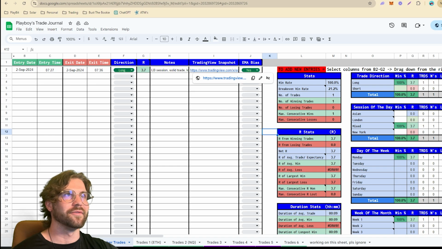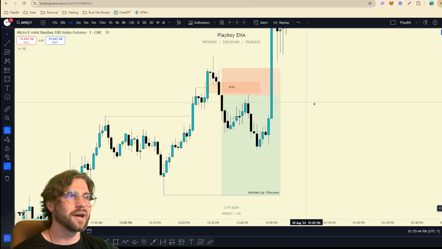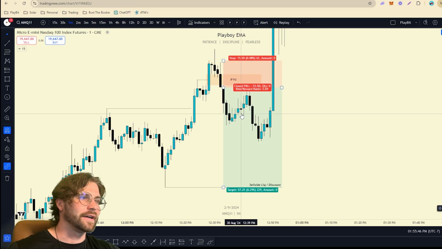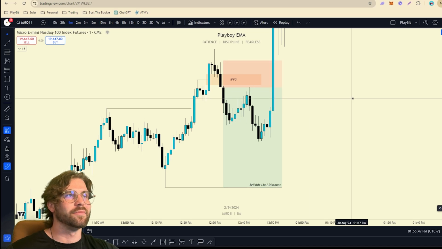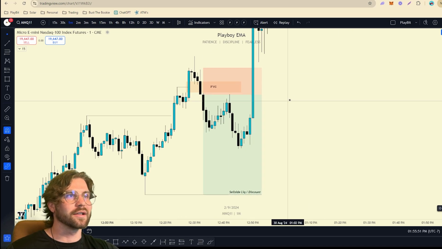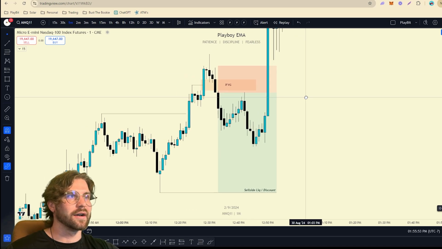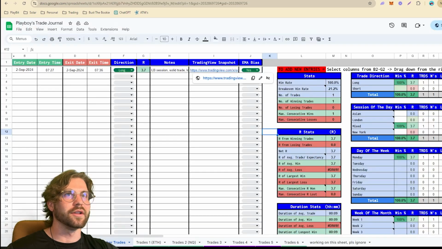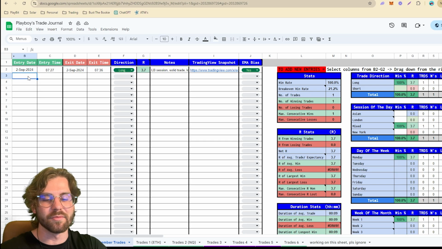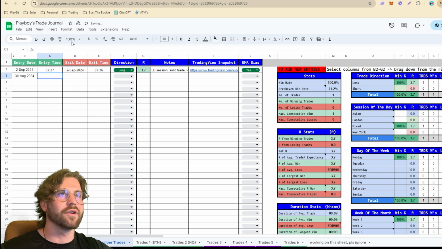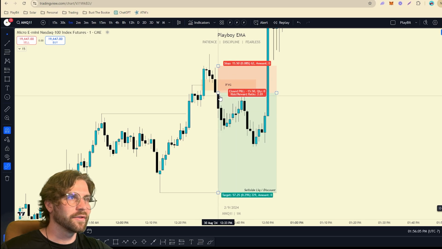Now that we have this one in, let's go in and add in our loss. Now the loss was from the Friday before the monthly close. Clean trade, would have taken it every time, but let's go into logging this one because it's exactly how I want you guys to log these. This is going to be for 08/30/2024. Entry time was in PM, I believe.